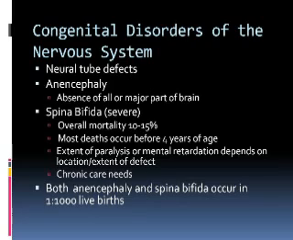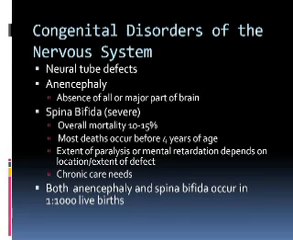Right? Talk about congenital disorders of the nervous system. One of the big general categories is neural tube defects, which give rise to something called anencephaly or spina bifida of varying degree. And I'll go through what the neural tube is in a minute. Anencephaly is absence of all or major parts of the brain.